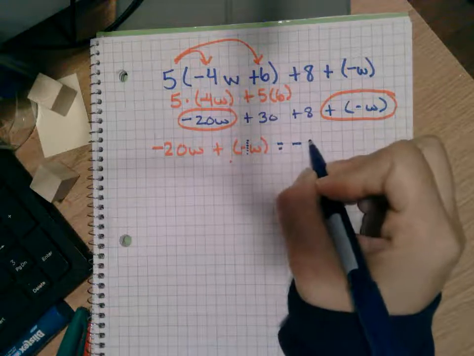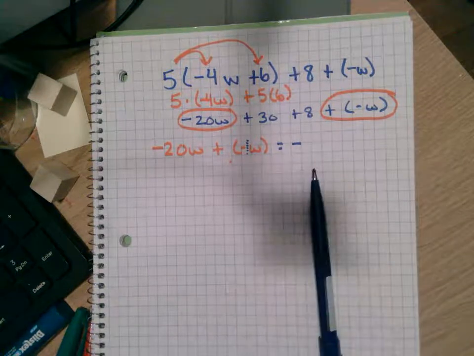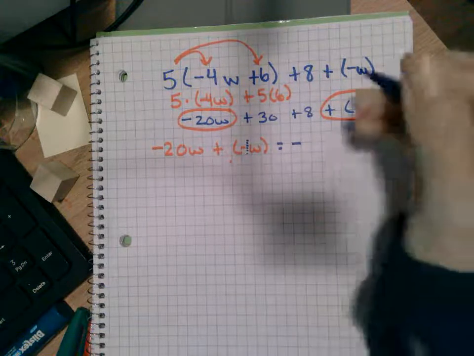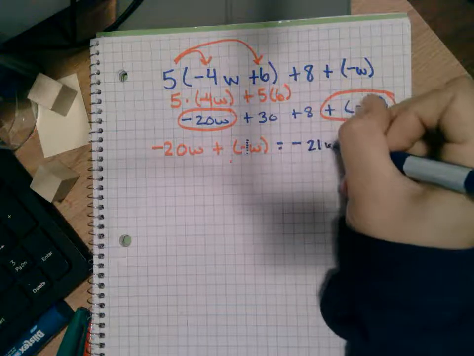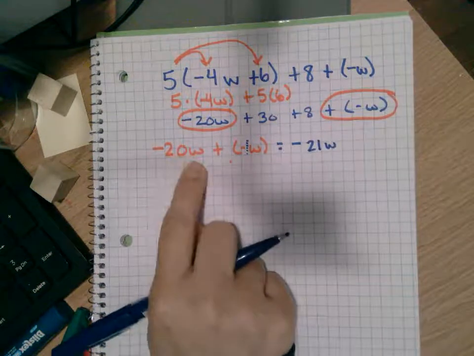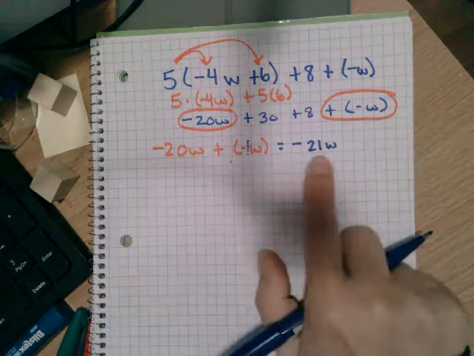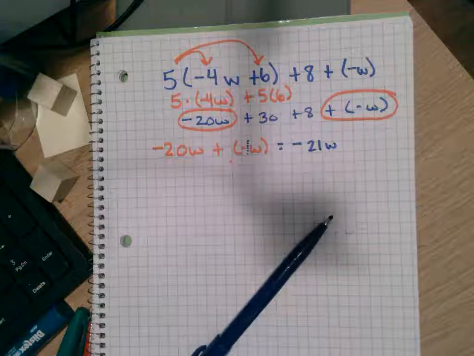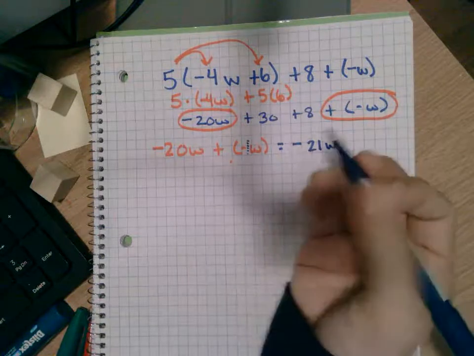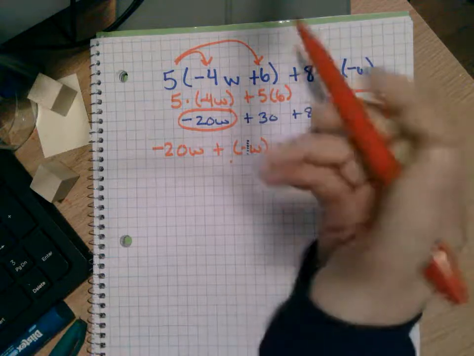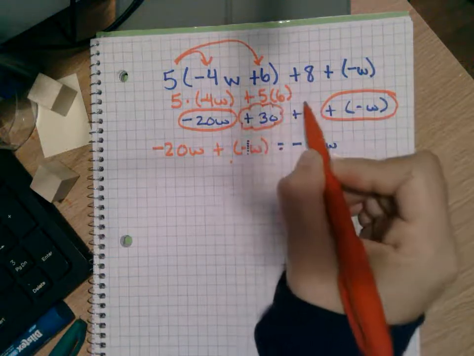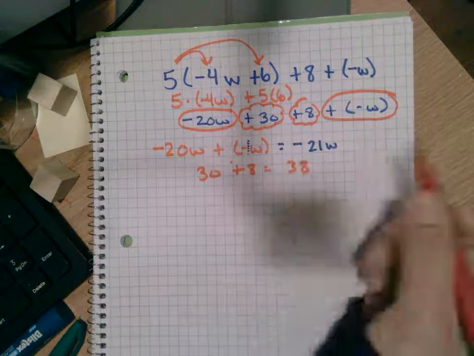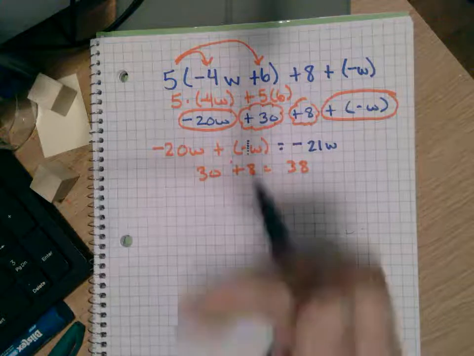Yeah, negative 21w. Yes, this goes back to your addition rules, right? Those will always be there haunting you. So negative 20w plus negative 1w is equal to negative 21w. And then we have what's not highlighted, the 30 and then the plus 8. So 30 plus 8 is 38. I'm done. I just rewrite my problem.